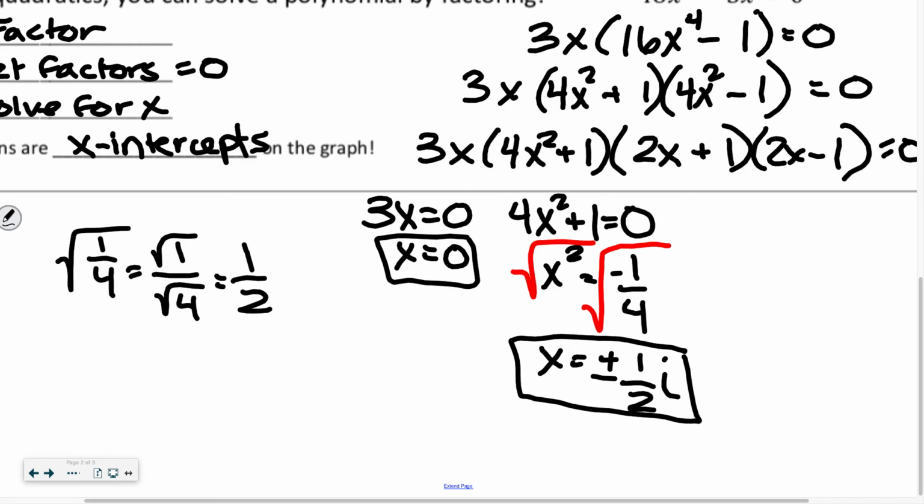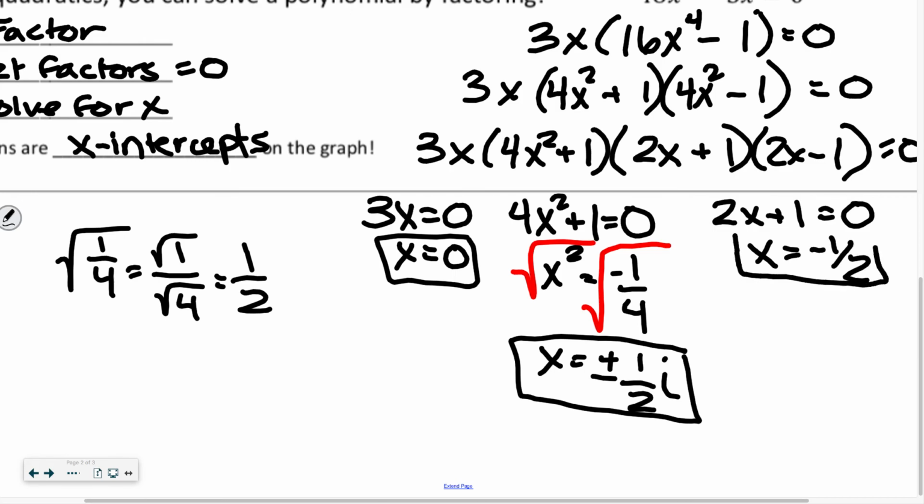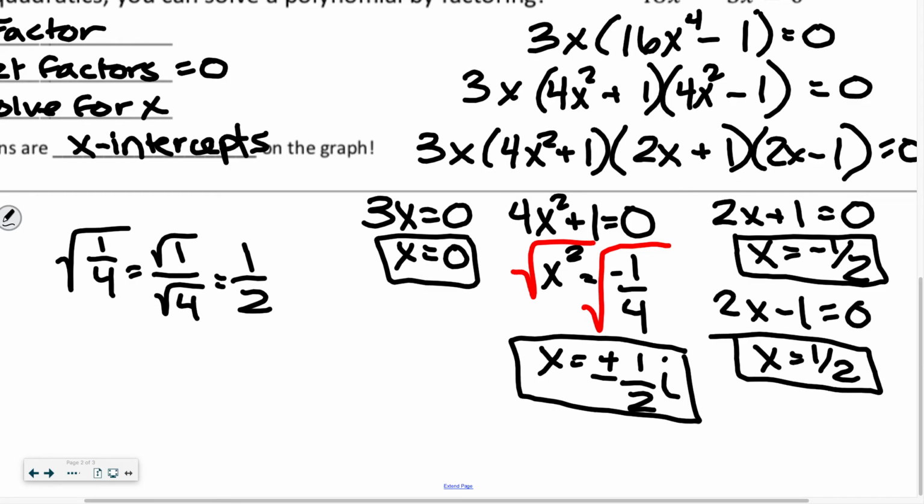And then I have 2 more factors to go. 2x plus 1 and 2x minus 1. I'm going to set those equal to 0. Subtract 1, divided by 2 is negative 1/2. Add 1, divided by 2, that's 1/2. Wait, is it 1/2 for both? Like positive 1/2 for both of them? Nope, 1 is negative and 1 is positive. See, that's like the plus or minus that you have in there, but with the i.